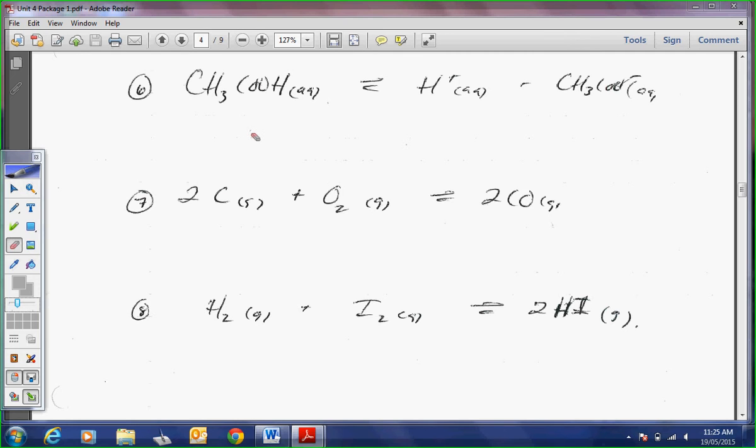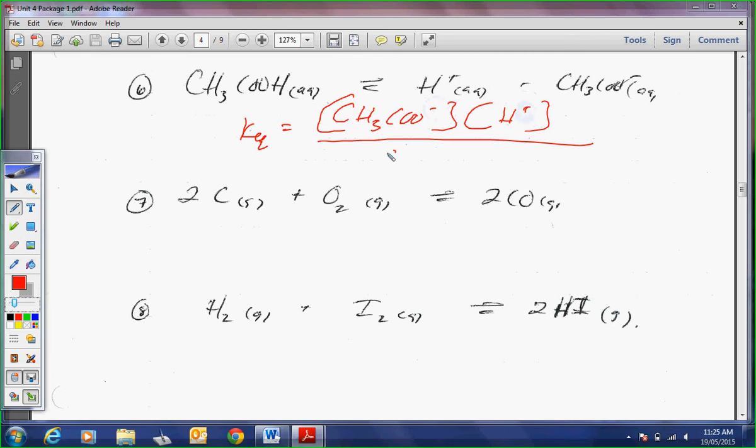And so KEQ would equal CH3COO minus times H plus over CH3COOH. How does that one differ from the others? Well, from 4 and 5. Because 4 and 5 had a solid at the start, and this has an aqueous at the start. And we don't include solids, but we do include aqueous species.